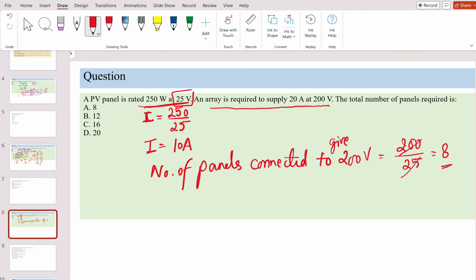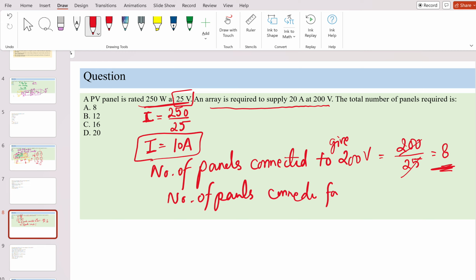Now you have got the voltage range, but you have to make the string out of that to increase the current rating also, because you are getting 10 amps. So the same number you have to attach in parallel fashion to get 20 amps. So the number of panels to be connected at 20 amps will be simply 8 multiplied by 10 divided by 2.